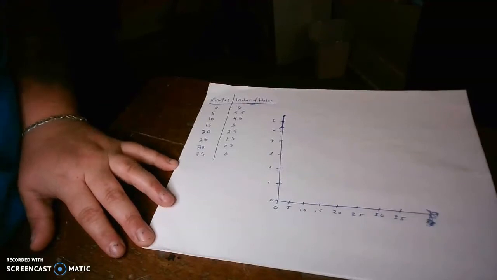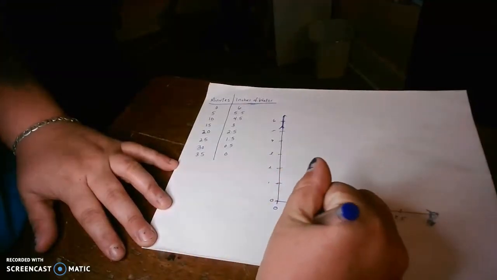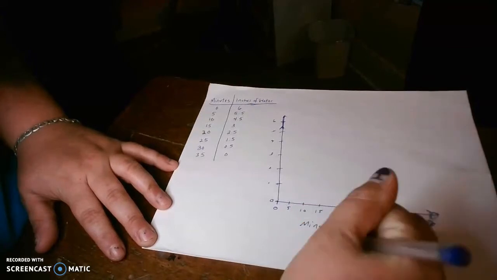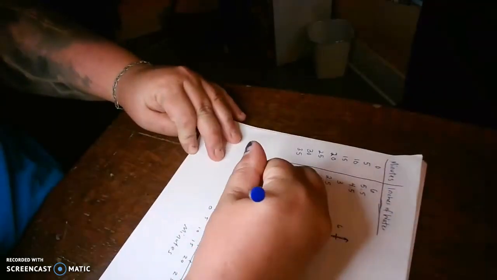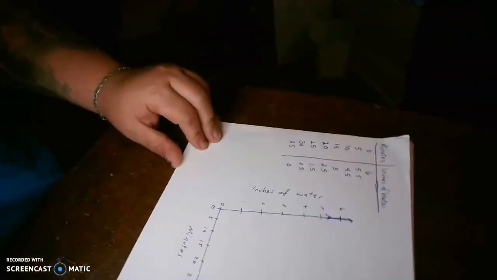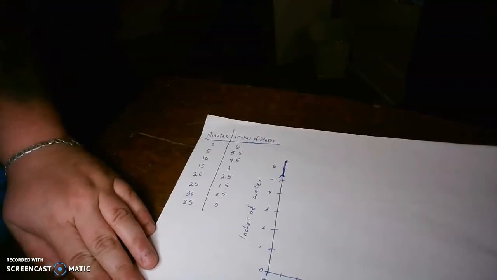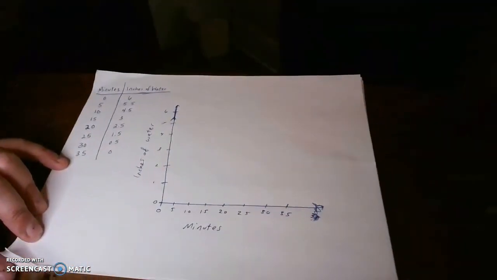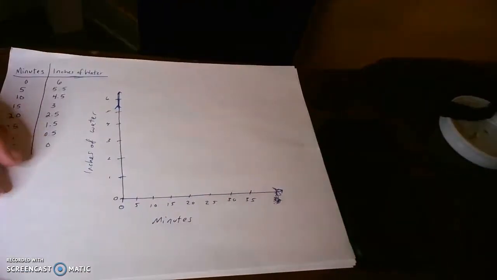And I need to put some labels on these axes. So this bottom one is minutes, and my y-axis is inches of water. So now my chart is looking like this. My next step is going to be to start putting some points on here.